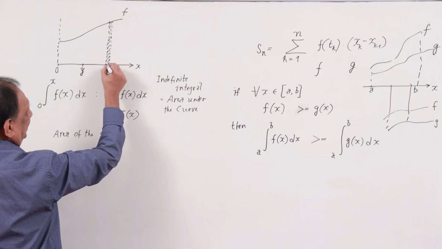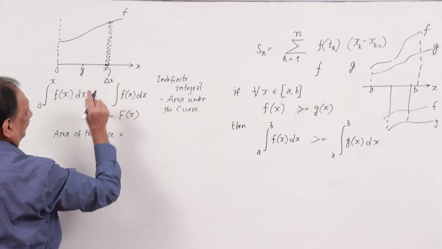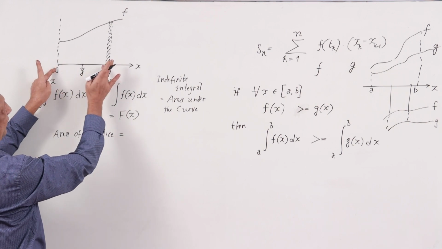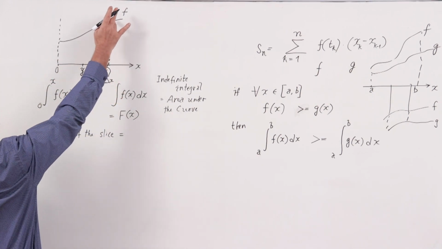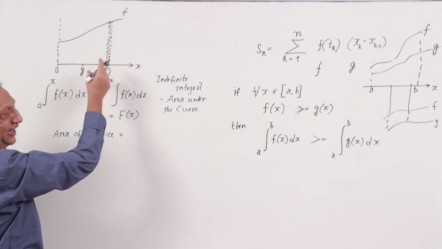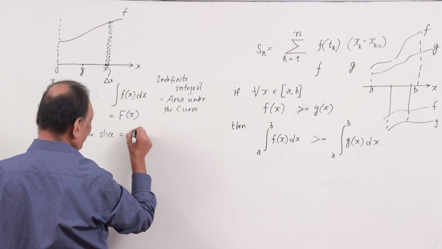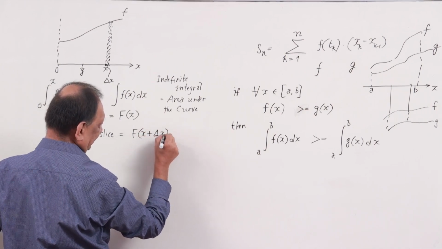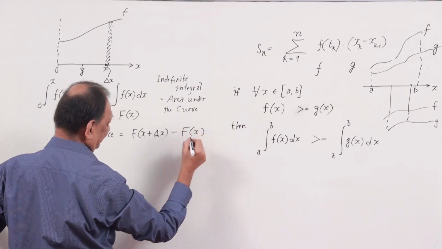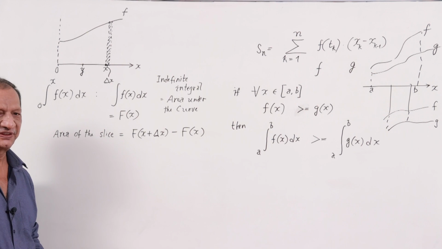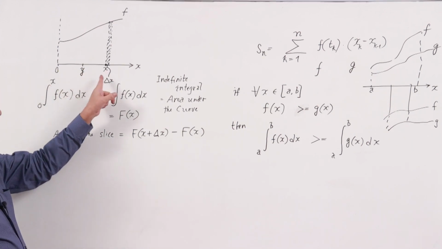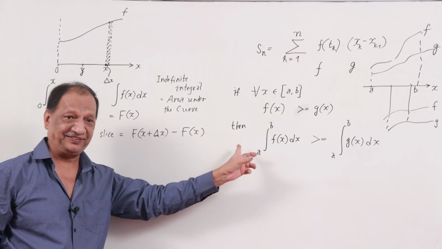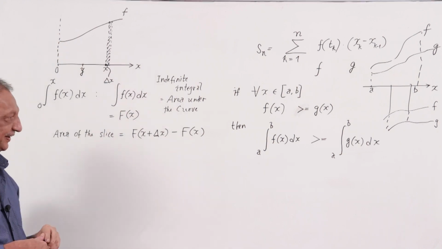So the small distance is delta x. Area under the curve till x plus delta x minus area under the curve till x. Correct? Now, if I subtract the small area from the big area, I will get the area of the slice. So therefore, this will be F of x plus delta x minus F of x. Area under the curve till x plus delta x is F of x plus delta x. Area under the curve till x is F of x. And the difference gives me the thin slice, right?